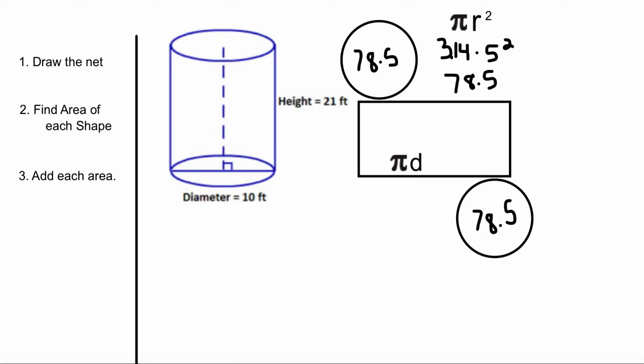So we need to take 3.14 times our diameter, which would give me 31.4. We now need to times that by its height of 21. When we do that, we get 659.4.